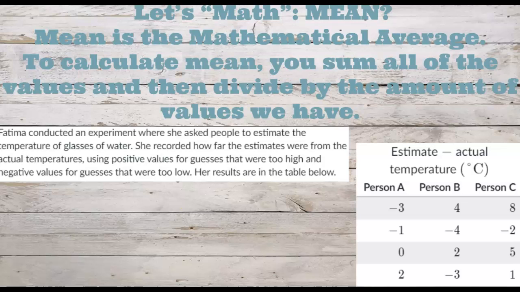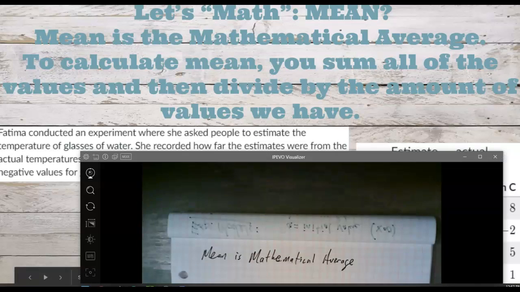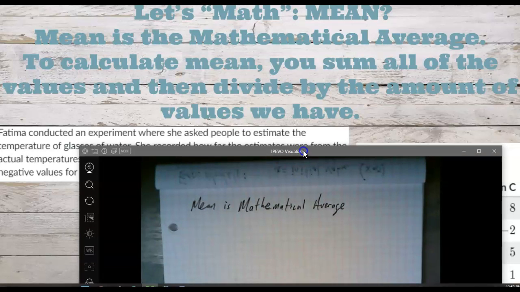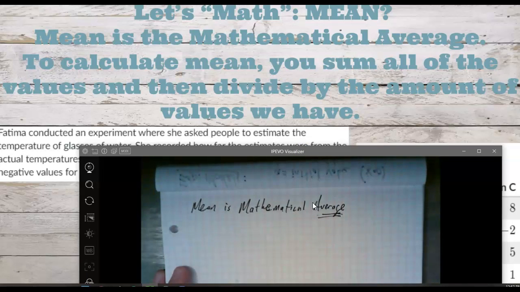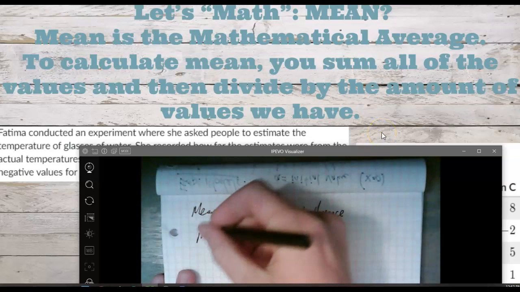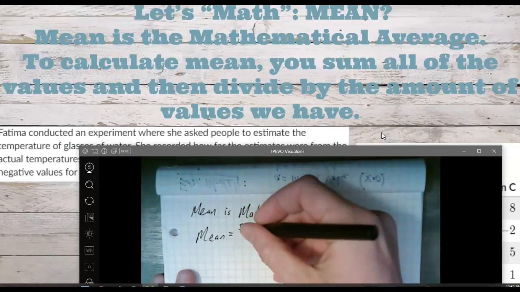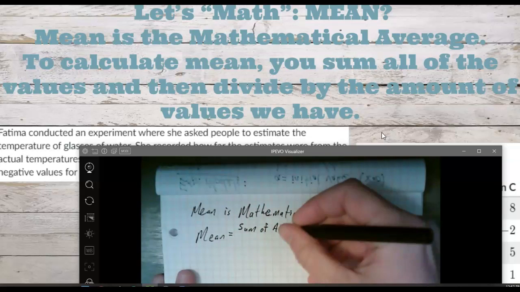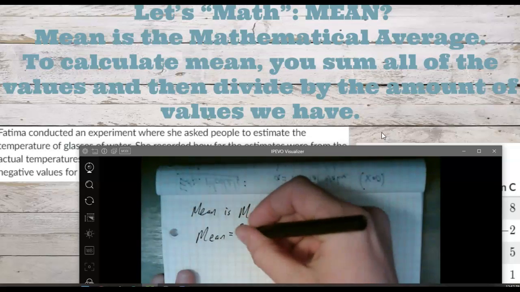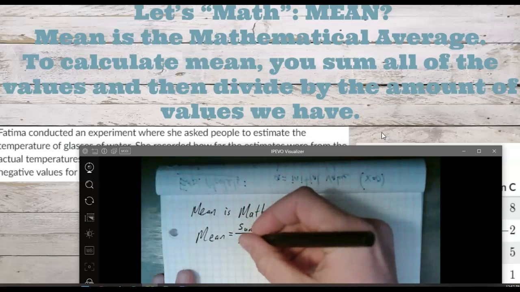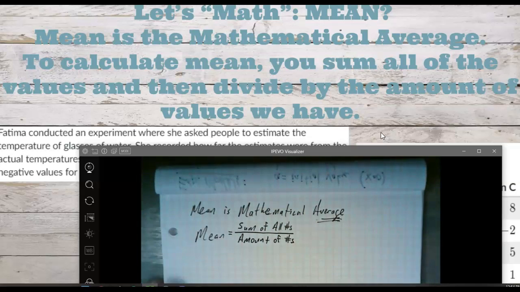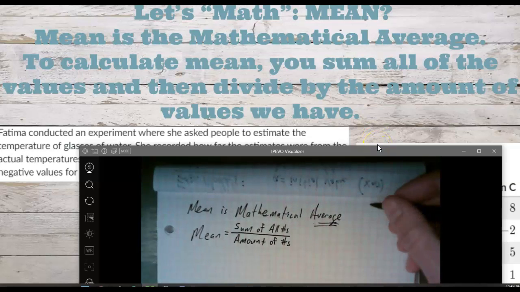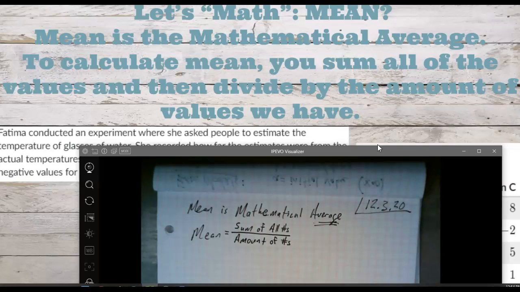Absolutely. So what we should have on our paper is mean is mathematical average. And because average gets used in a lot of different ways, right? So that's why we say mathematical average. And to do the math, we're going to write mean is sum of all your numbers divided by the amount of numbers. So please make sure we get that in our notes. If you did not date your notes, they should be dated 12/3/20, December 3rd.